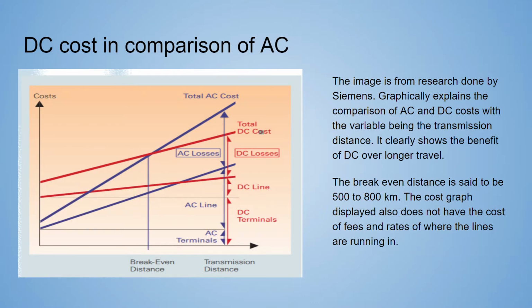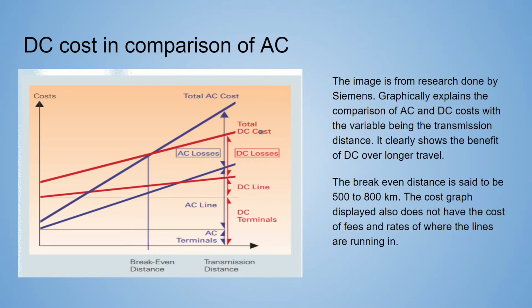And then going back into the cost and talking a little bit about that, as we can see in the images. The images from research done by Siemens graphically explain the comparison of AC and DC costs, with the variable being transmission distance, as you can see down below on the graph. It clearly shows the benefit of DC over longer travel as well. If you notice, the break-even distance is set to be 500 to 800 kilometers. The cost graph displayed also does not have the cost of the fees and rates. So there are other fees and rates that also affect the cost.